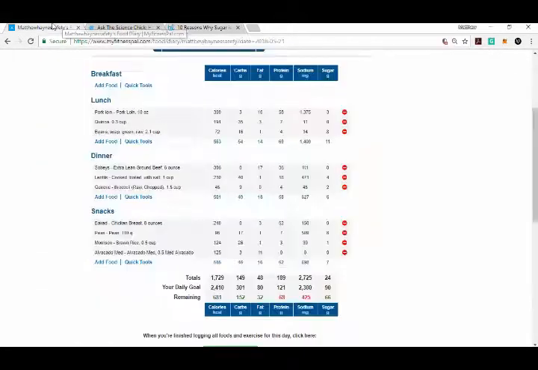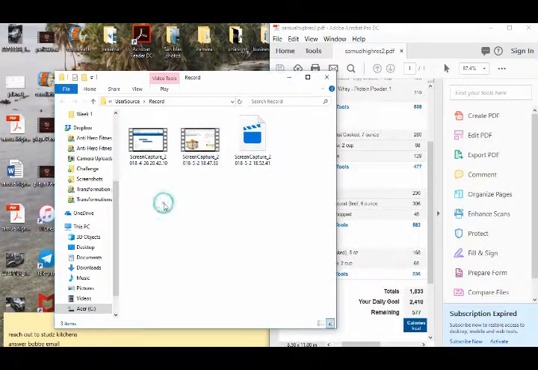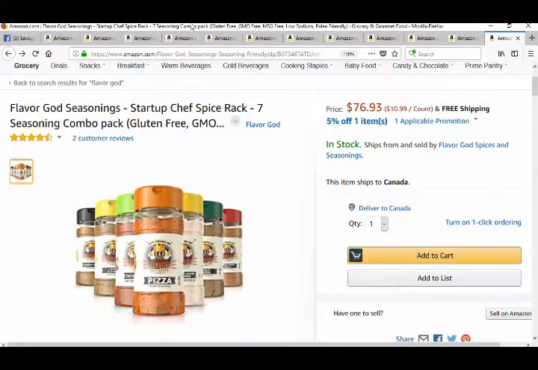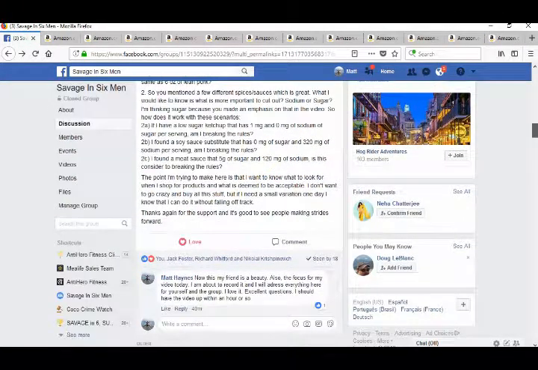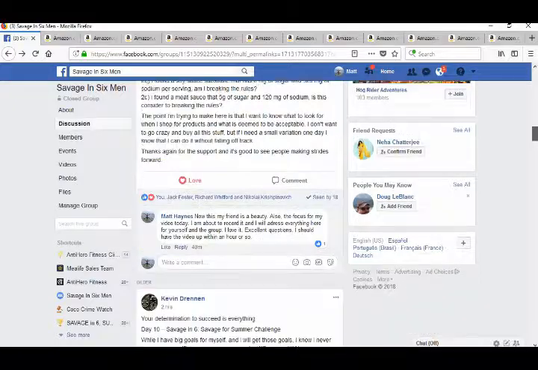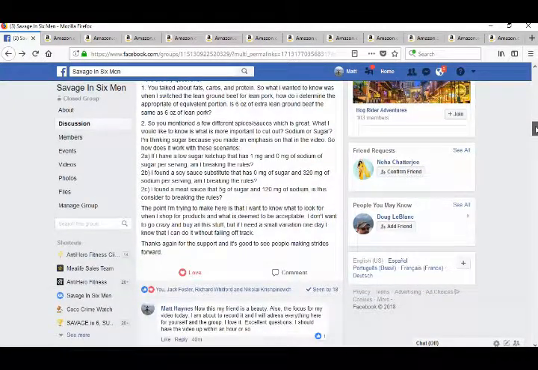The last thing I wanted to do was head over to answer Simon's question here on Facebook. There was a follow-up question, and it was on fats. He wanted to know what the proportion of fats that he's eating should be.